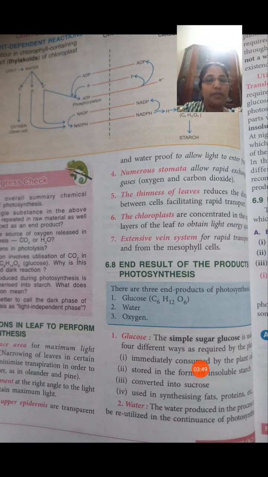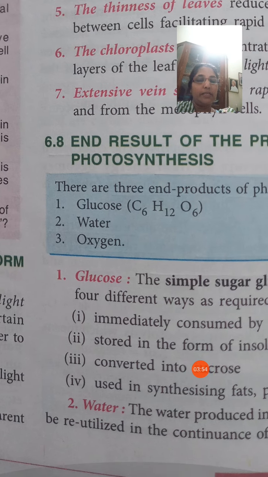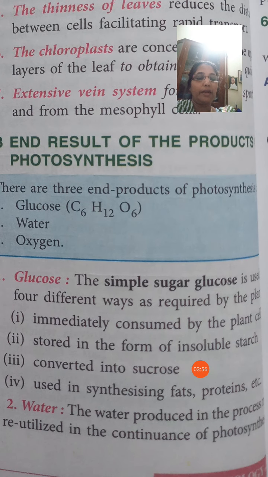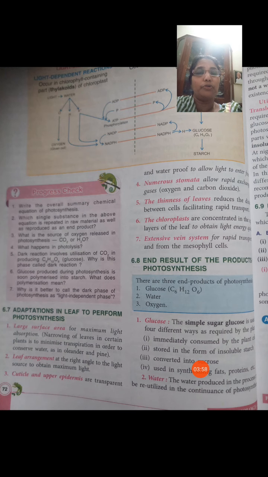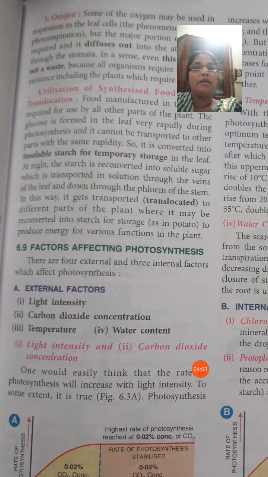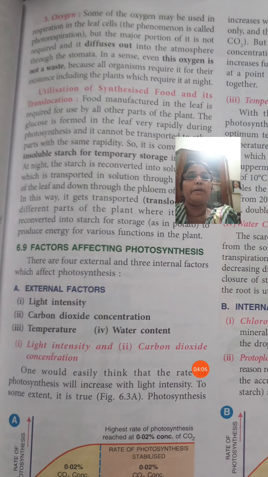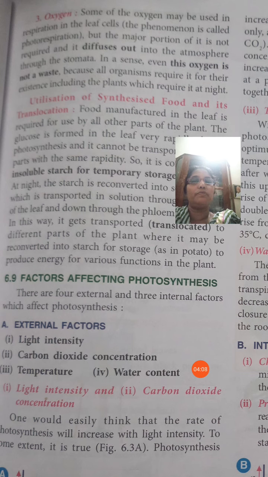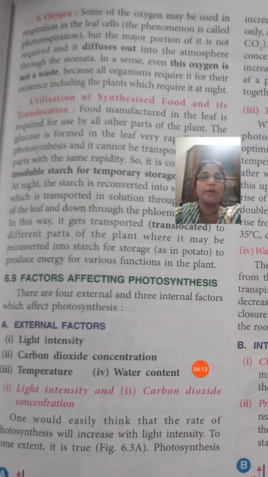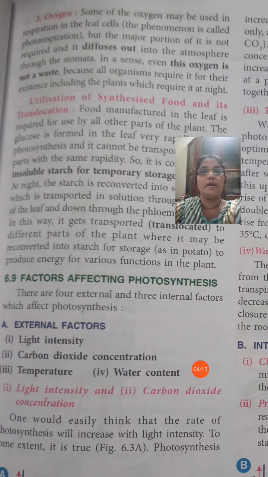Then again the water. The water may be reutilized and may continue in the process of photosynthesis. That is what happens to the water. Then the oxygen. Oxygen may be diffused out. Some of the oxygen, if it is in the daytime, is used by the plant for its breathing. During photosynthesis, the plant need not absorb oxygen from outside.